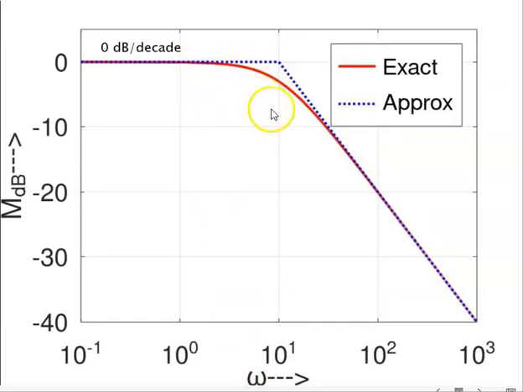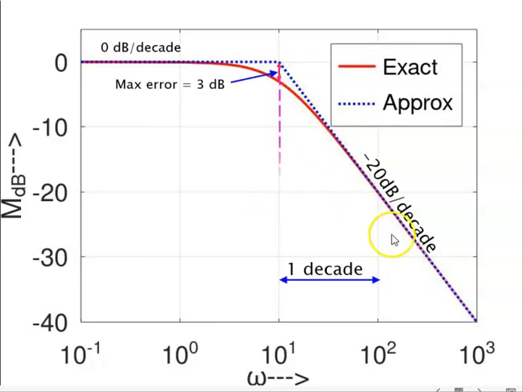The red one is the exact graph, that is, you compute maybe 100 or so magnitude values at different frequencies and join them by a smooth curve. That is the exact one. This blue dotted one is the approximate graph. We see that there is one 0 dB per decade line, and you see there is another line. This line is going down. This line has a slope of 20 decibels per decade.